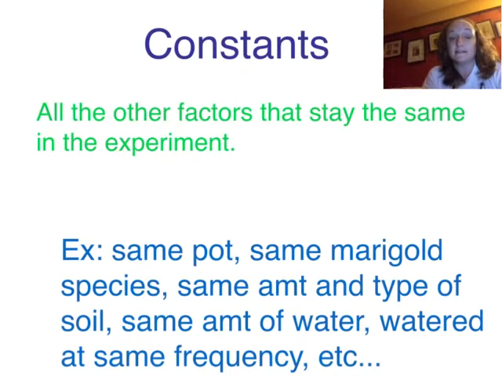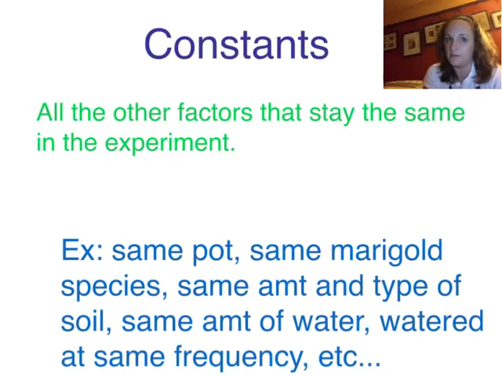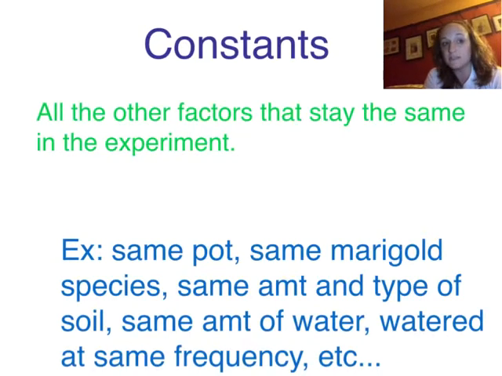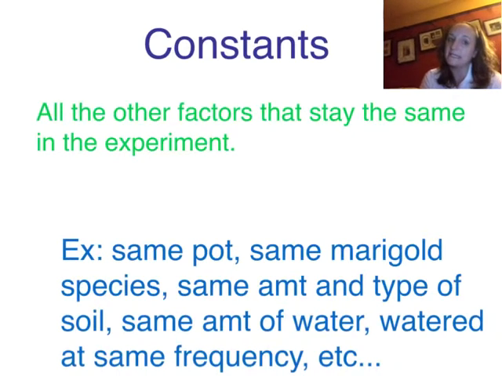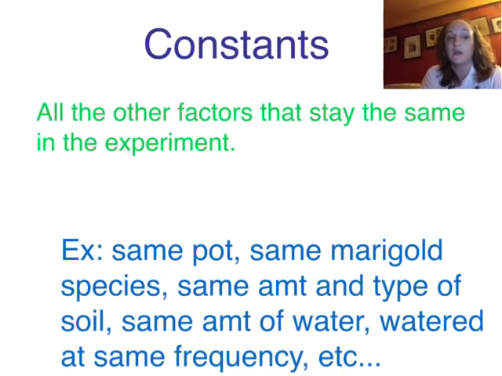All right, constants. Constants are all the other factors in the experiment that stay the same. So for example, the same pot, the same marigold species, the same amount and same type of soil, the same amount of water, the plants are watered at the same frequency, and so forth.